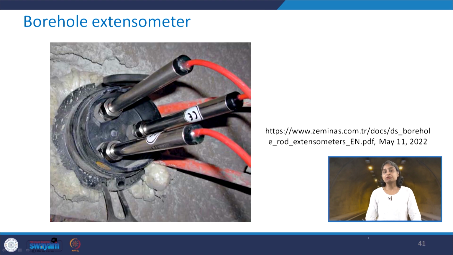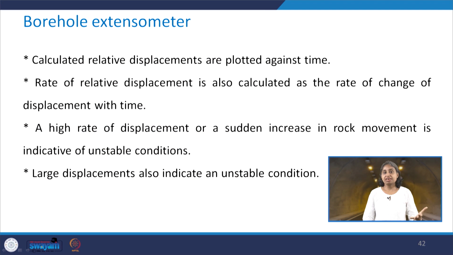This is how it looks after you install it in the field. This is the 3-point extensometer that has been installed at one particular location. In this case, the calculated relative displacements are plotted against time. The rate of relative displacement is also calculated as the rate of change of displacement with time.